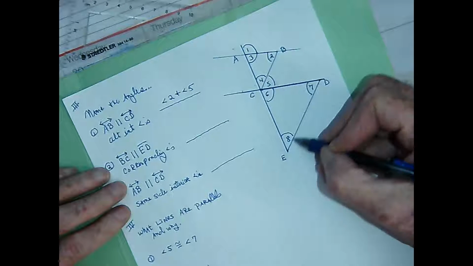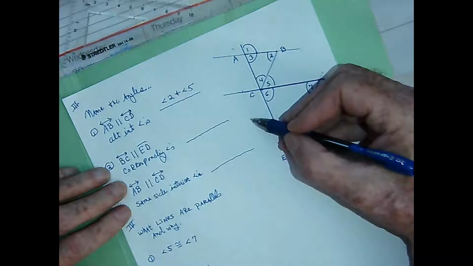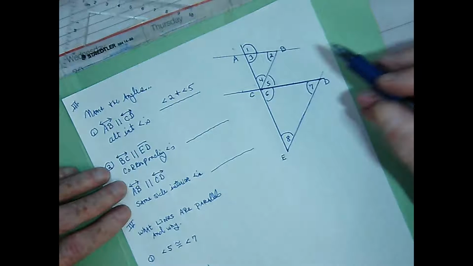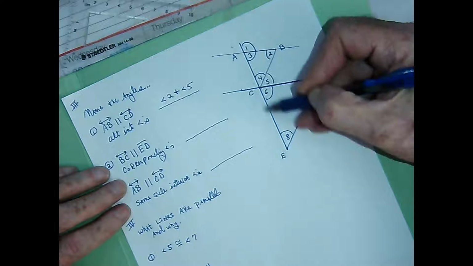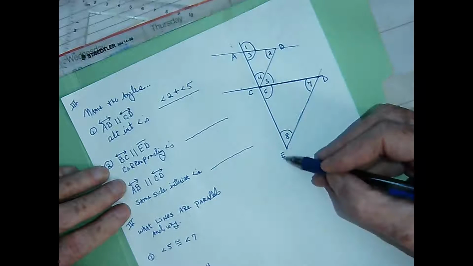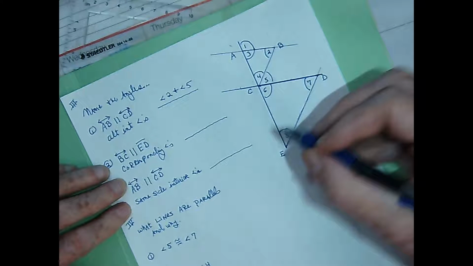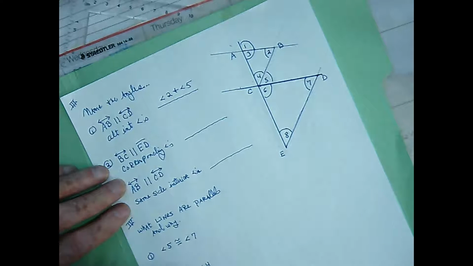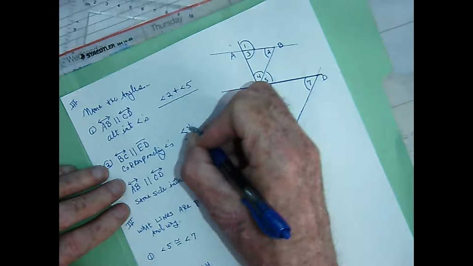Corresponding angles between line ED and BC. First, I'd have to find a transversal to work with. I think it's going to have to be transversal AE. Transversal AE does cross line ED and BC, and angle 8 and angle 4 are a good example of corresponding angles. I'll make that note right there.